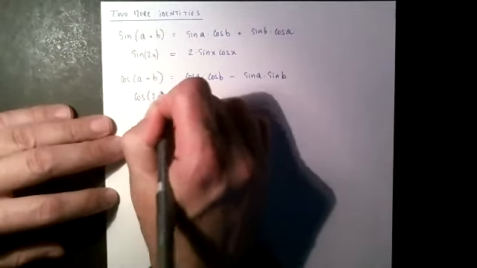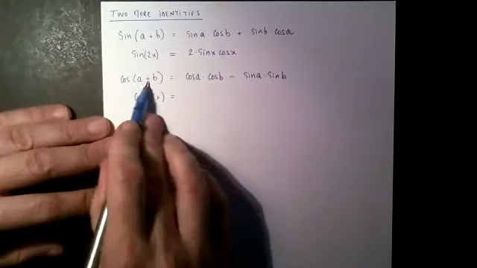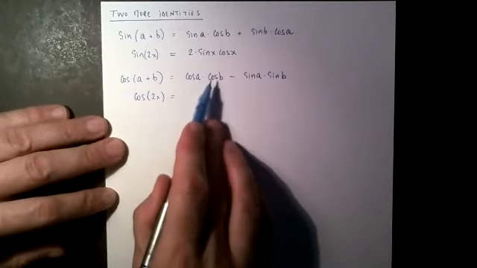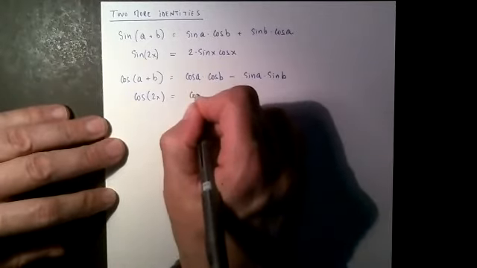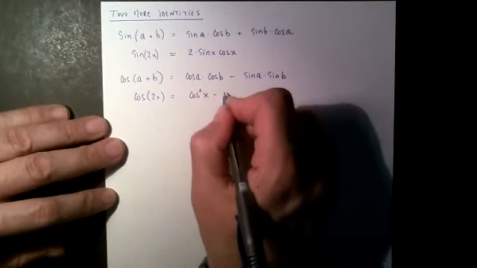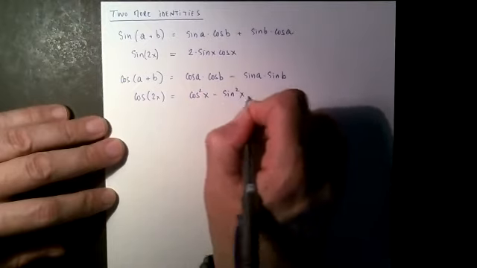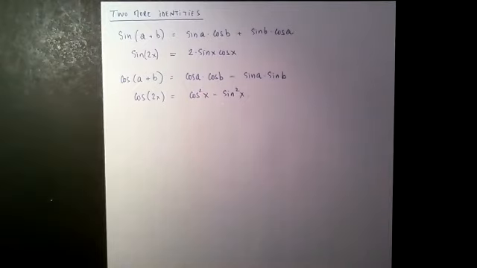Same here. Cos of 2x, which is cos of x plus x. So it would be cos x cos x minus sine x sine x, which is cos squared x minus sine squared x. Okay, any questions?